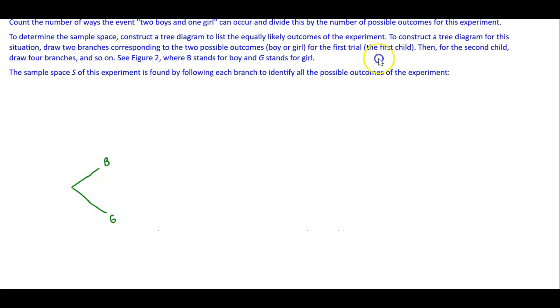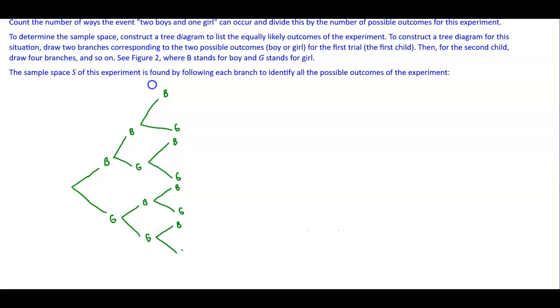Okay, and then for the second child, we're going to draw 4 branches because we have 2 branches for this one, which would be a boy or a girl, and then 2 branches for this one, which also represents a boy or a girl. Okay, and then we're going to have to do another set. So this one's going to represent 2 branches, a boy or a girl. And this one is also going to represent 2 branches, a boy or a girl. And this one also, and then this one as well.